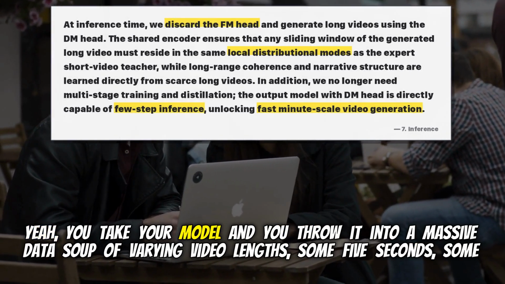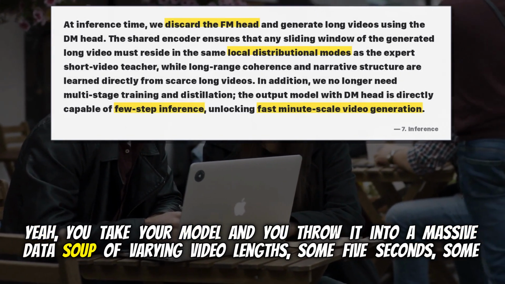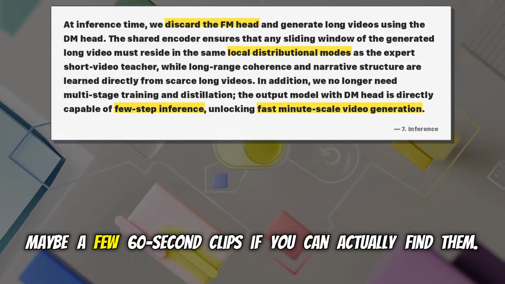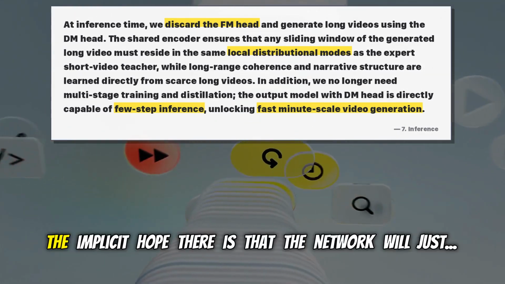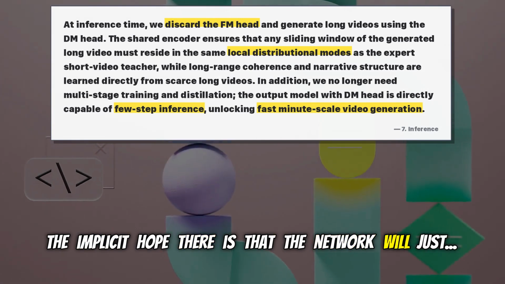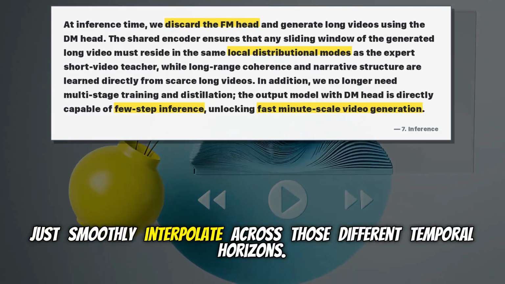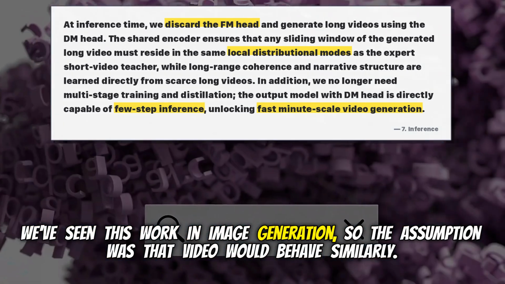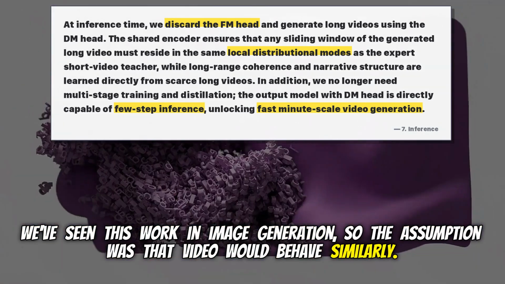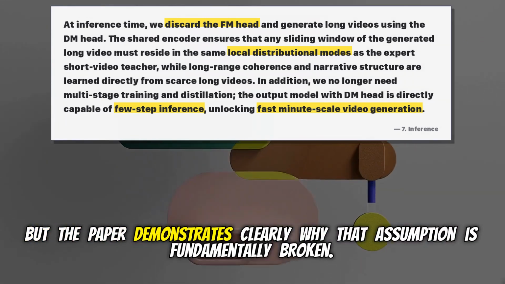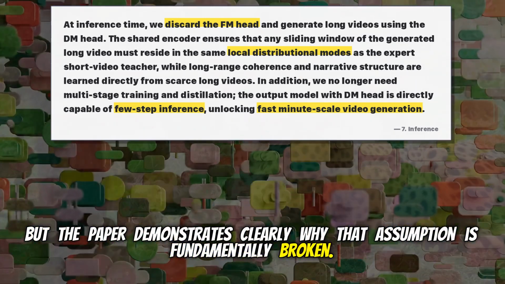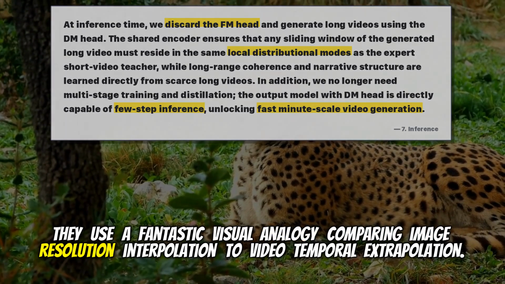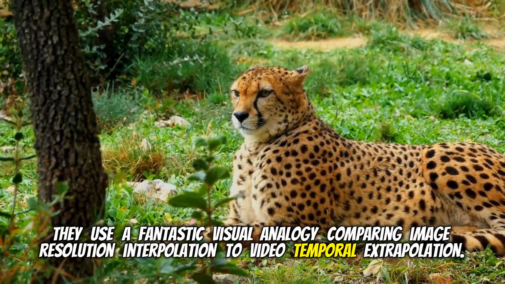Yeah, you take your model and you throw it into a massive data soup of varying video lengths. Some 5 seconds, some 20 seconds, maybe a few 60-second clips if you can actually find them. The implicit hope there is that the network will just smoothly interpolate across those different temporal horizons. We've seen this work in image generation, so the assumption was that video would behave similarly. But the paper demonstrates clearly why that assumption is fundamentally broken. They use a fantastic visual analogy comparing image resolution interpolation to video temporal extrapolation.